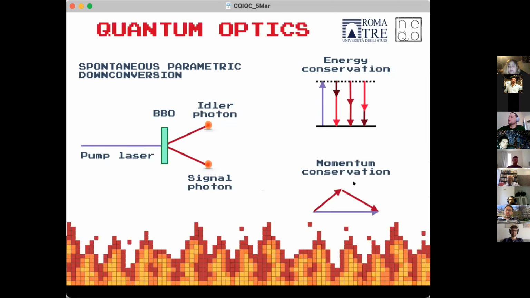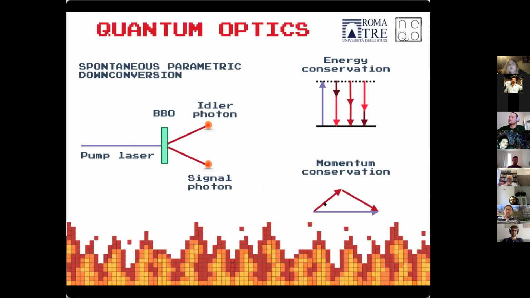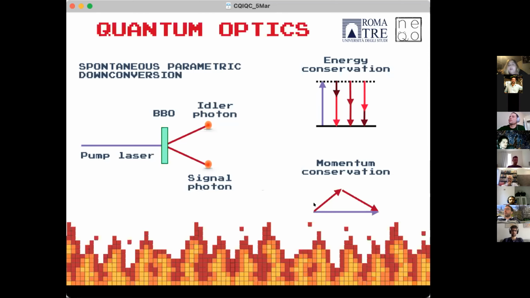The other conservation law that applies is the momentum conservation. So you will basically know at what angle your photons will be generated. Another important feature is that, because of the nature of the process, you always generate photon pairs. So if you have one photon, you're sure there is another one, basically.